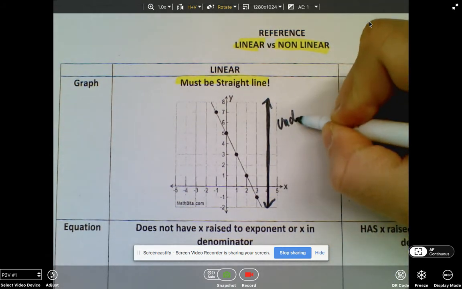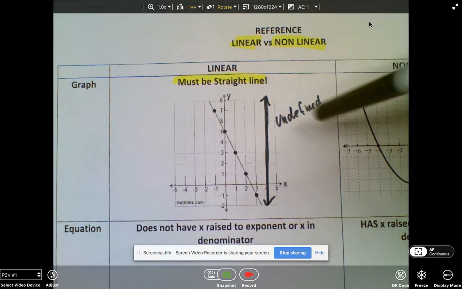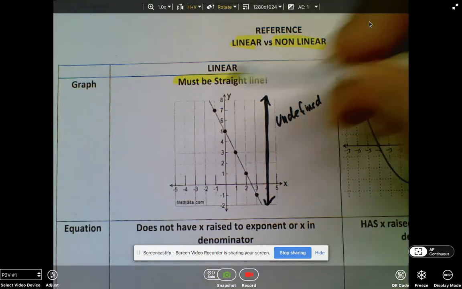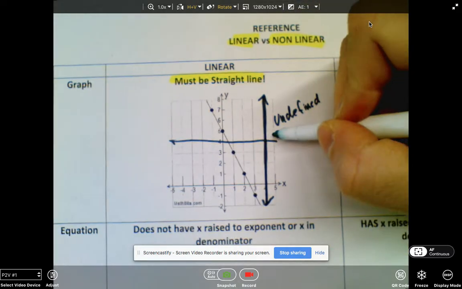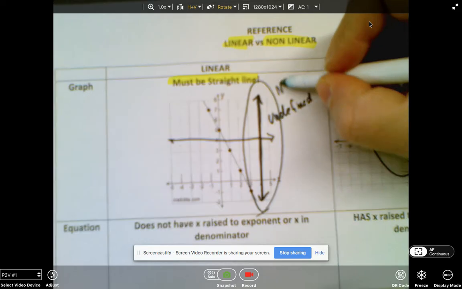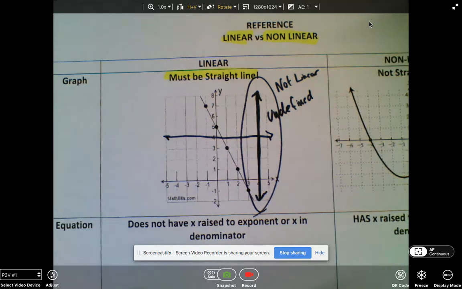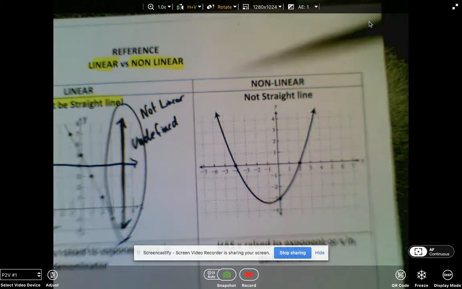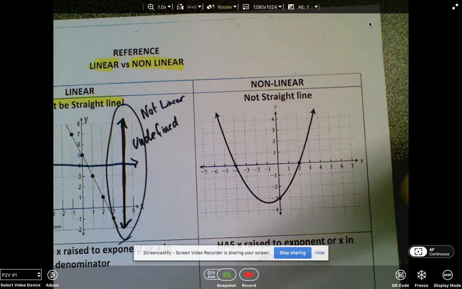Yeah, that's undefined. So remember, as you're watching these videos, you should definitely be copying down what I do in the video. So that's not linear, it's undefined. Anything that's a straight line is linear. And then, of course, zero slopes are considered linear as well. But again, undefined is not linear. Okay, so that's an easy test for graphs. Again, it has to be a straight line. If it's not linear, it's not a straight line. Anything that has some type of curve to it, or has breaks in the graph, is nonlinear.